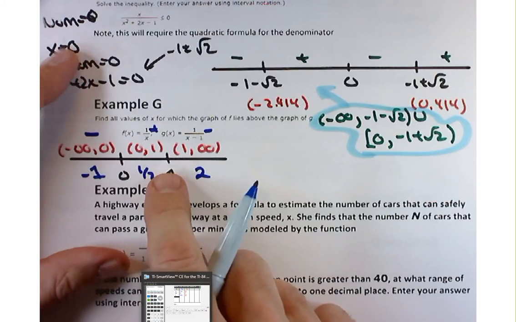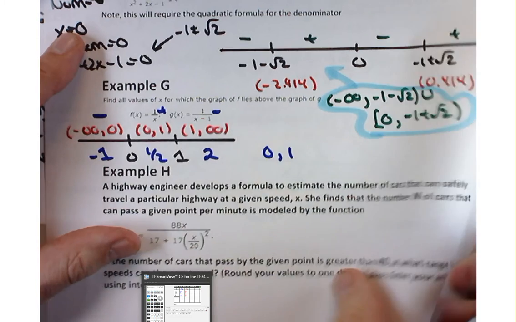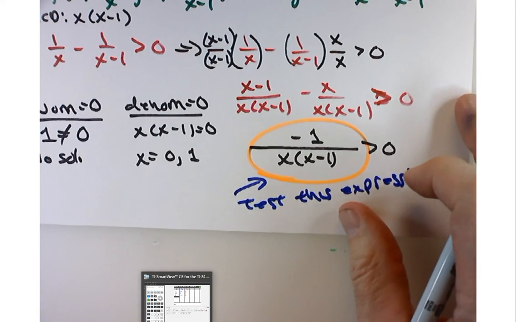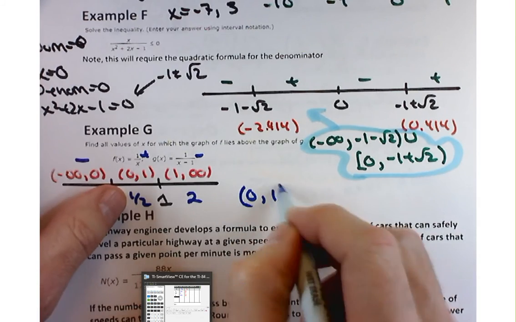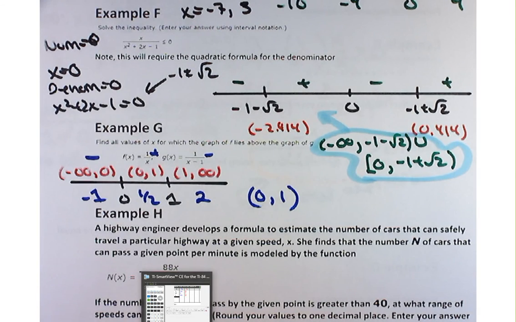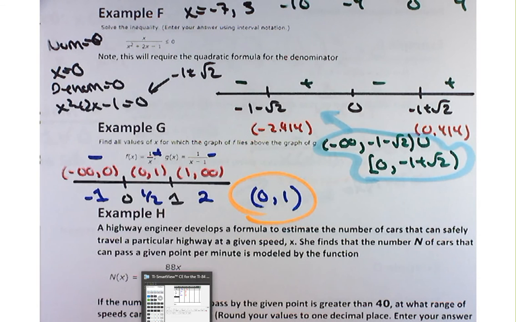Yeah, so I want the positive interval, which is going to be (0, 1). Brackets or parentheses? Parentheses. Parentheses, yeah. That's it. Just right there. All right.